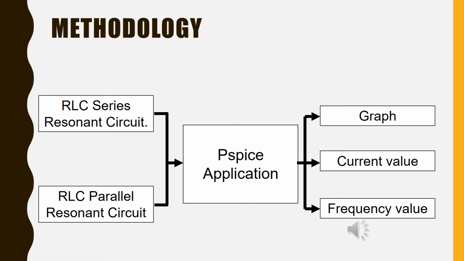This is the methodology in the form of block diagram. Students will have 2 circuits to draw, which is the RLC series resonance circuit and the RLC parallel resonance circuit. Both the circuits will be drawn using PSpice application. Once the student have completed drawing the circuit, they will obtain the output graph. From the graph, the students can obtain the value of the current and the value of the frequency.